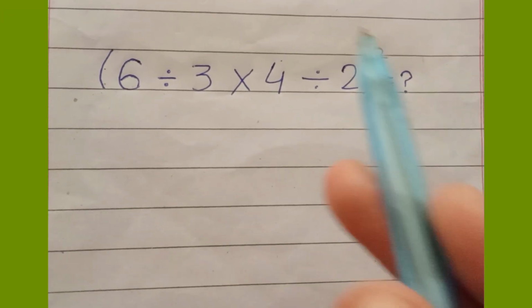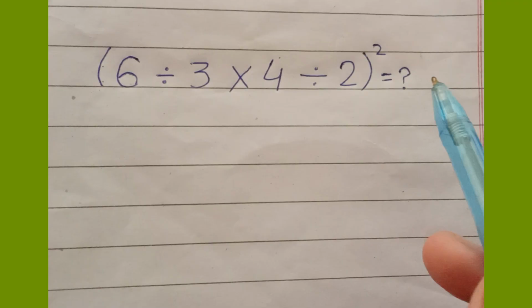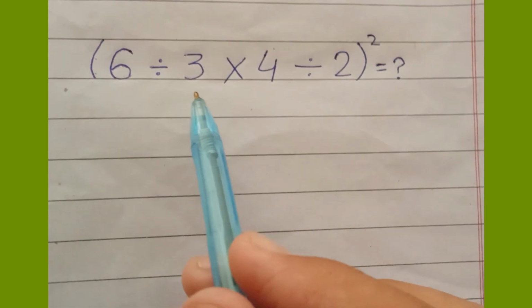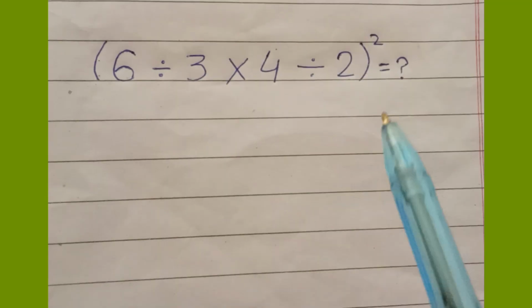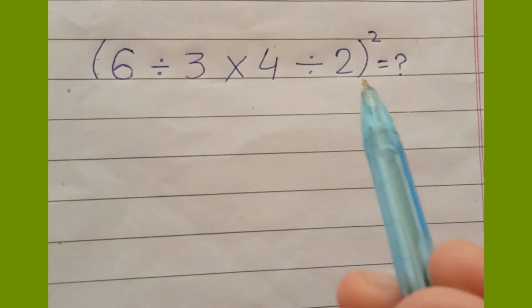In this video we will solve the value of this equation, which is 6 divided by 3 multiplied by 4 divided by 2, whole square. So how can we solve this?